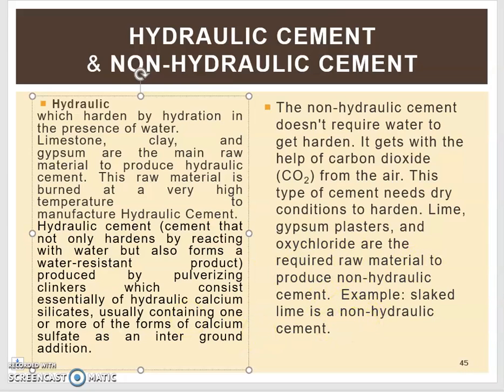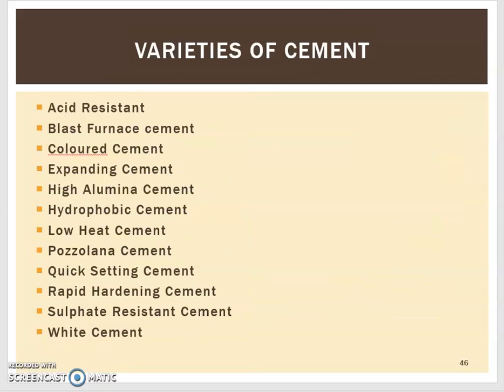Now going to varieties of cements which are available in the market. These are various varieties of cements which are available in the market. Acid resistant, you have blast furnace cement, you have colored cement, expanding cement, high alumina cement, hydrophobic cement, low heat cement, pozzolana cement, quick setting cement, rapid hardening cement, sulfate resistant cement and white cement. Let's learn these things in detail.